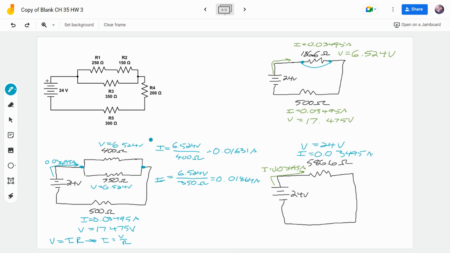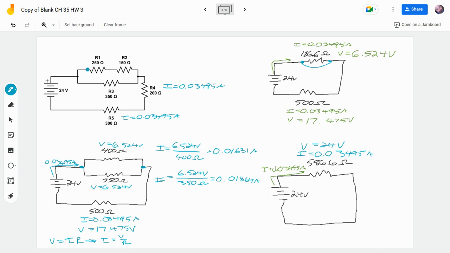Well, let's start at the bottom. So what's going on here at the bottom? Well, I know the current leaving the battery is 0.03495 amps. It's going to go here, split, do some things, and then it comes back together. So I do know the current here coming through R4. This is 0.03495 amps, and then that current's going to come down along here. And I also know this current, 0.03495 amps.